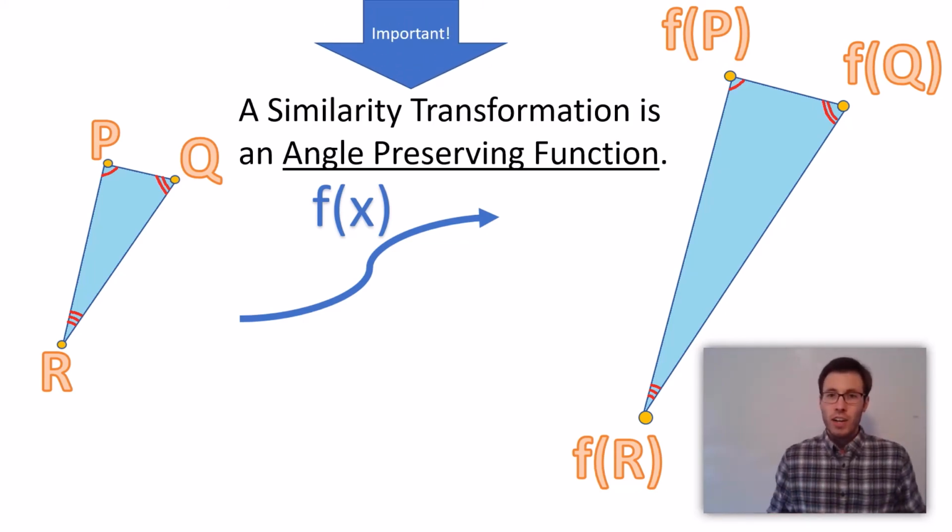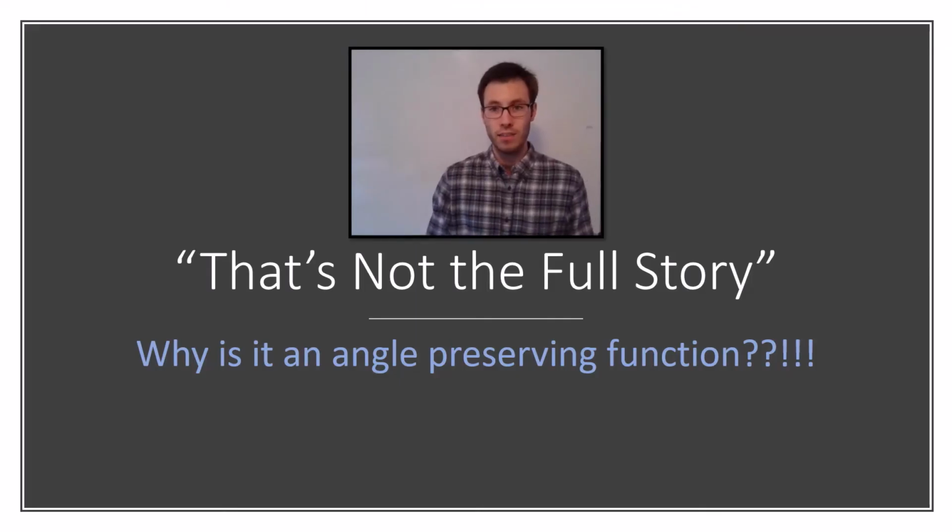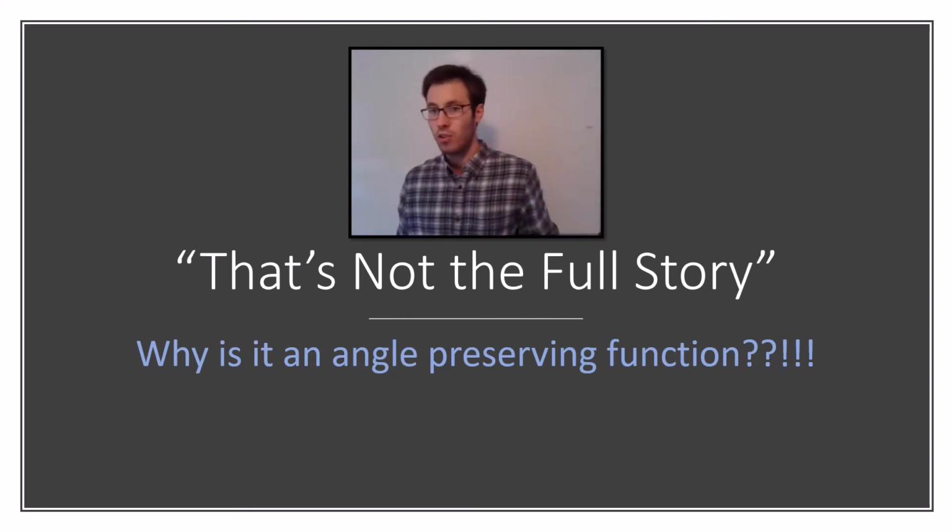A similarity transformation is an angle-preserving function. That's very important, and that goes for all shapes. If you take those three points and it gets mapped in that way, it is known as an angle-preserving function. So if we say two triangles are similar, why are their angles equal, respectively speaking? It's because it is an angle-preserving function. And we'll go into why that is. Okay, so that's not the full story. Why is it an angle-preserving function? There's more to that story as to why that works.